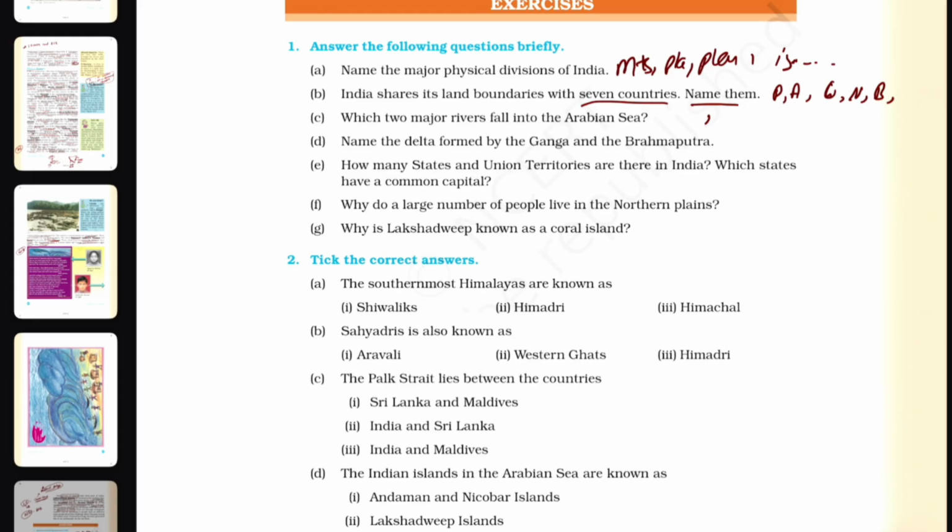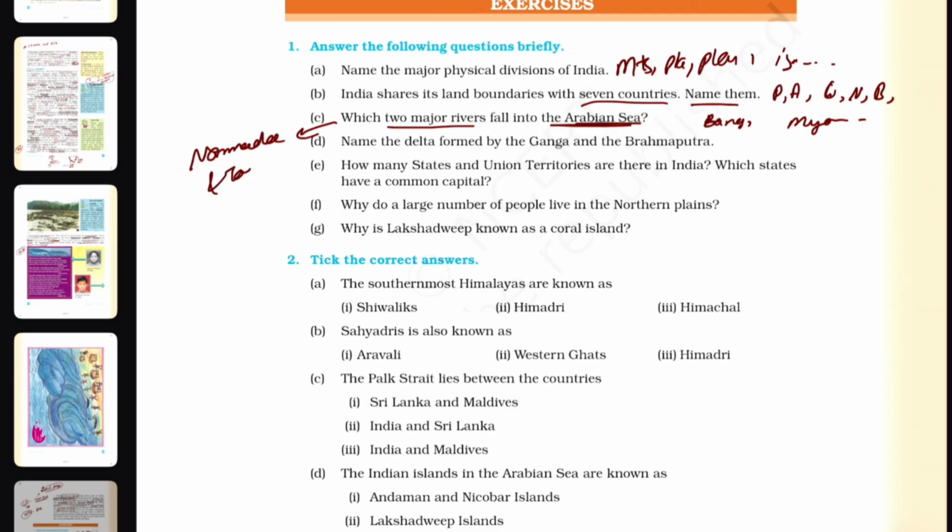Then how many states and UTs are there in India? Which state has a common capital? So in total we have 28 states and 8 UTs. Why do a large number of people live in the northern plains? Because the northern plains have rivers and their tributaries which form huge riverine lands that are fertile in nature and also suitable for human habitation, and that's the reason there is a huge settlement of population, and that's why more people live in the northern plains.